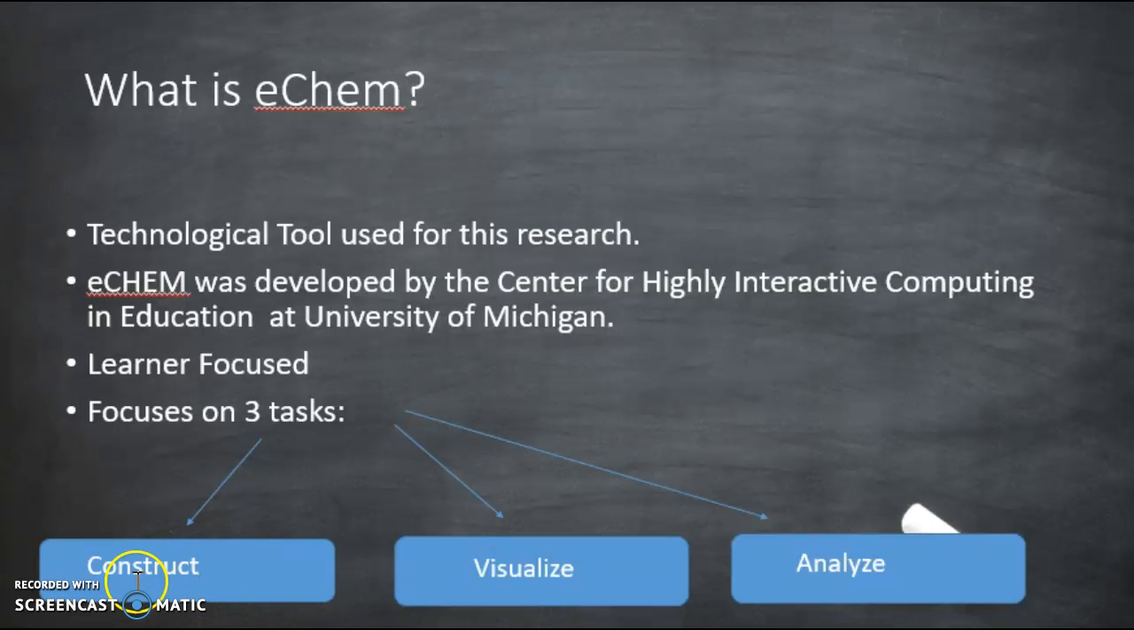Construct. Students can create organic molecular models, view them from all possible angles, and manipulate them. Visualize allowed students to have multiple views of different compounds and various representations such as ball and stick, wireframe, and space filling simultaneously. In Analyze, students can make connections between molecular models at the microscopic level and their collective behaviors at the macroscopic level. For example, chemical and physical properties.